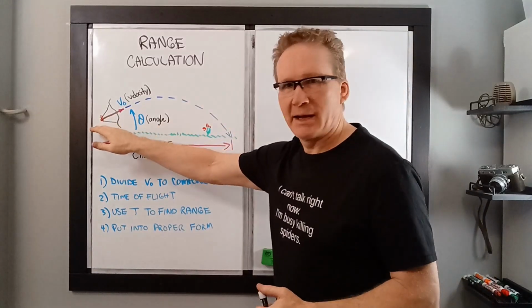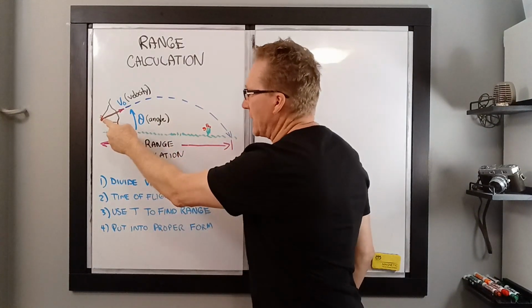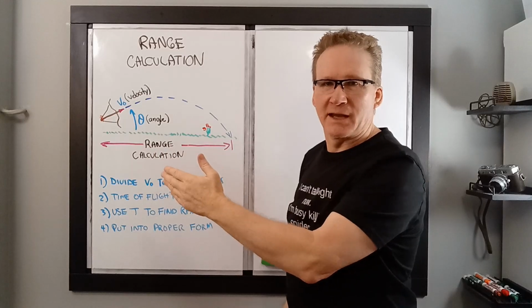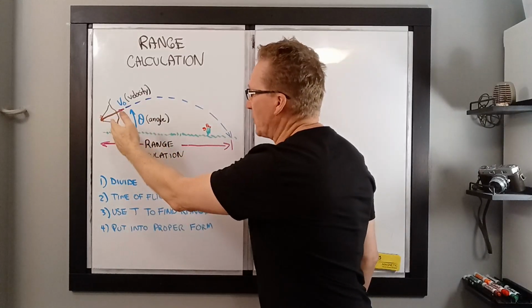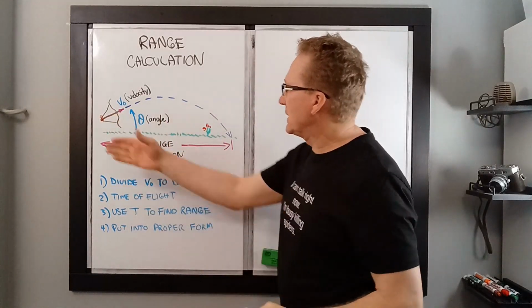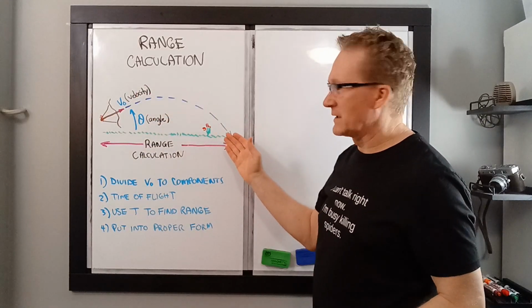Today we are going to look at a range calculation. We're going to take an ideal projectile, whether that's an arrow as in my diagram, or a bullet or a football or a cannonball, anything that goes through the air in an arc like this and lands.